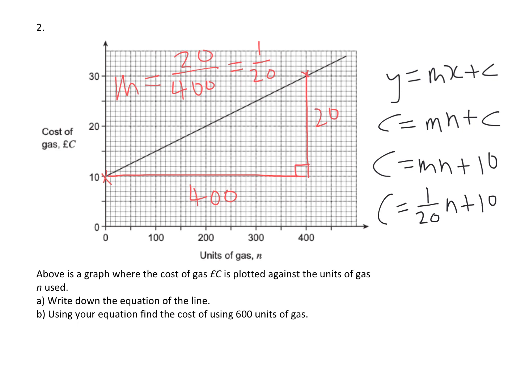So that's your equation. And then part B is to, using your equation, find the cost of using 600 units of gas. So the units is your n, so that'll be 1/20th times 600, and then plus 10. 600 divided by 20 is going to give you 30, plus the 10 gives you 40. So it'll cost you £40 to use 600 units of gas. And you could maybe see that matches up, but it's just off the graph. You should use the equation because it says using your equation.